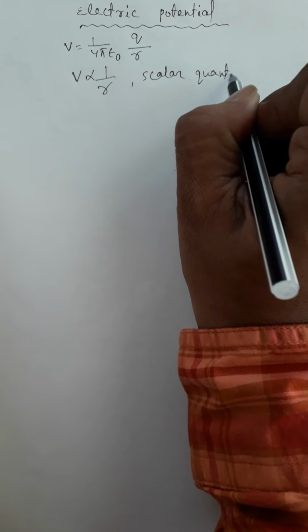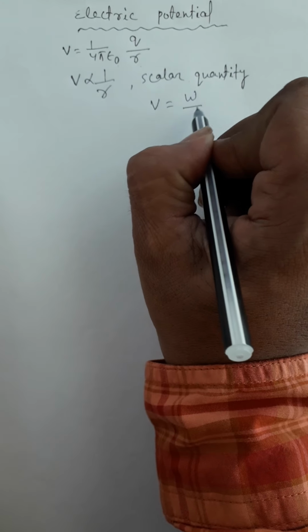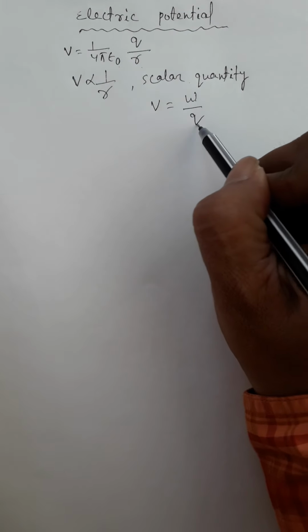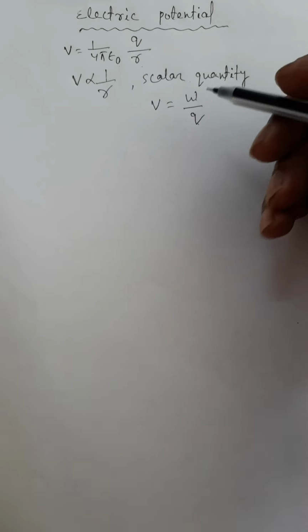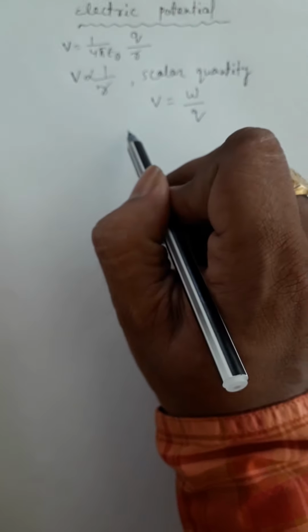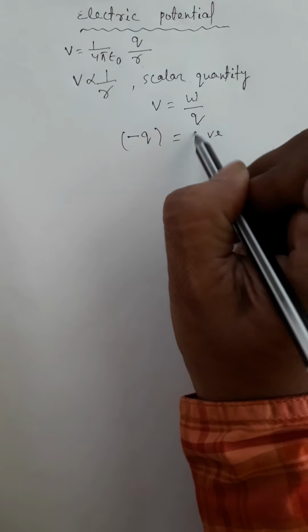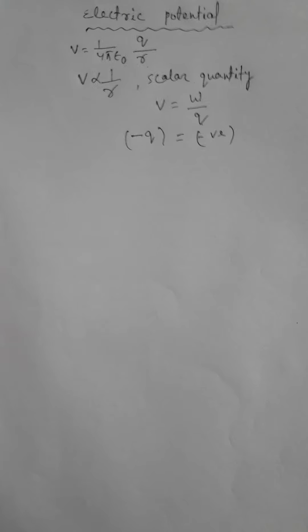Why? Because electric potential is equal to work done per unit charge, and work is a scalar quantity, charge is a scalar quantity, so we can say potential is a scalar quantity. Electric potential at any point due to a positive charge is positive, while electric potential due to a negative charge is negative, because it is a scalar quantity. Now we will discuss electric potential due to a dipole.